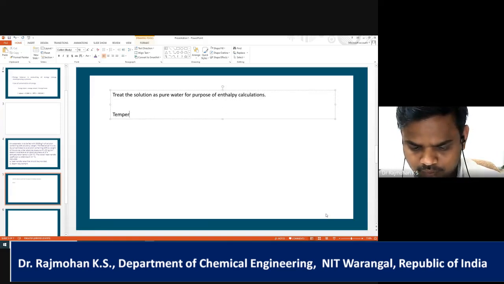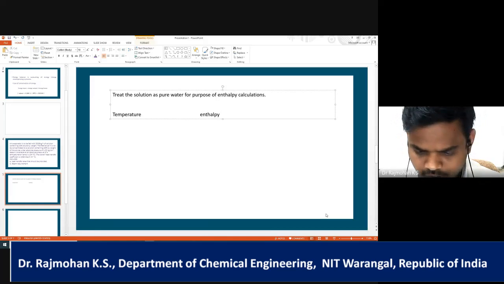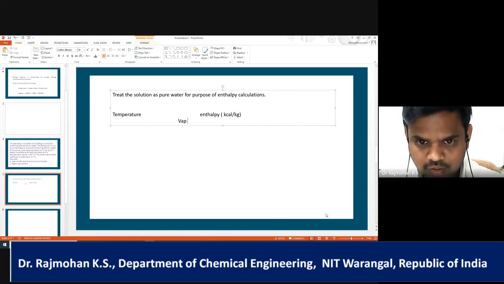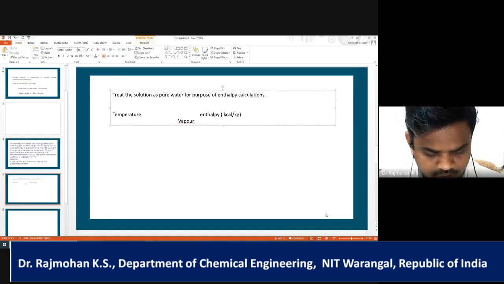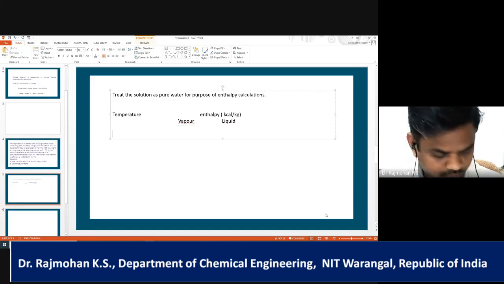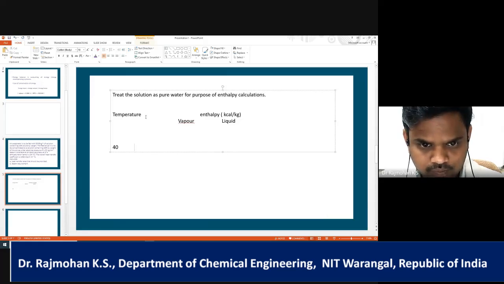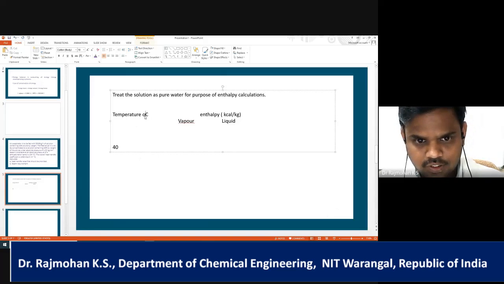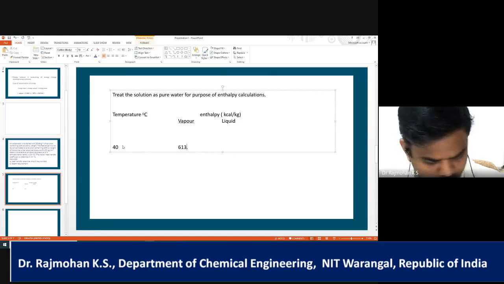Temperature, enthalpy in kilocalorie per kg, for vapor as well as liquid is given. So data is given at 40 degrees Celsius. Temperature is in degrees Celsius. Okay, so temperature is 40. At 40 degrees, values are given 613.5, 40.5.